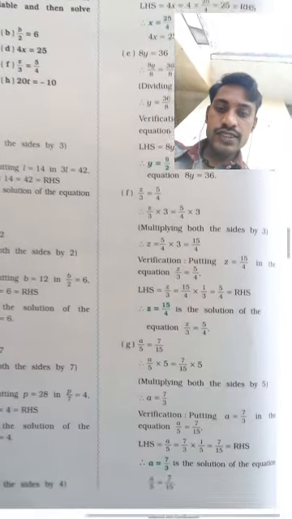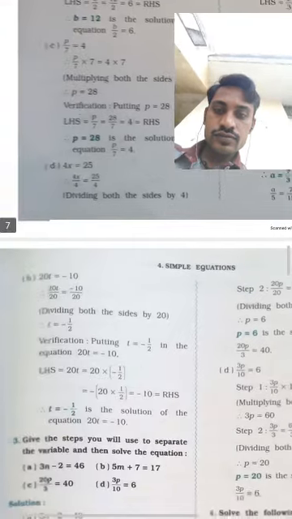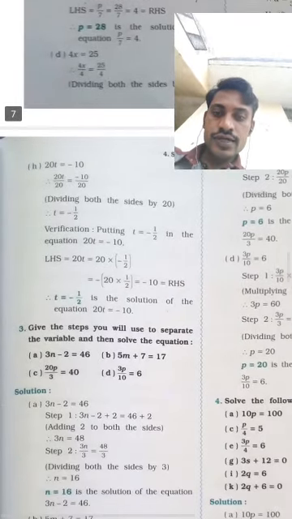Other sums you have to do yourself. Clear? Okay, next question.